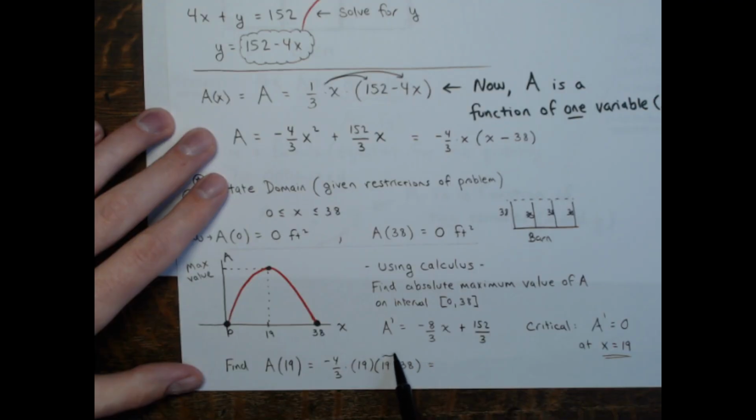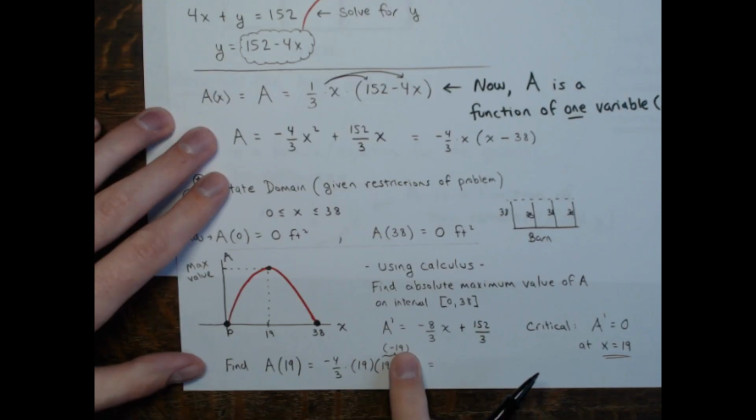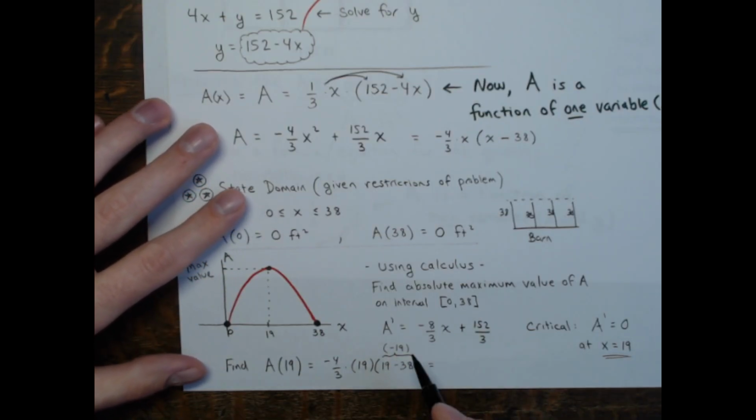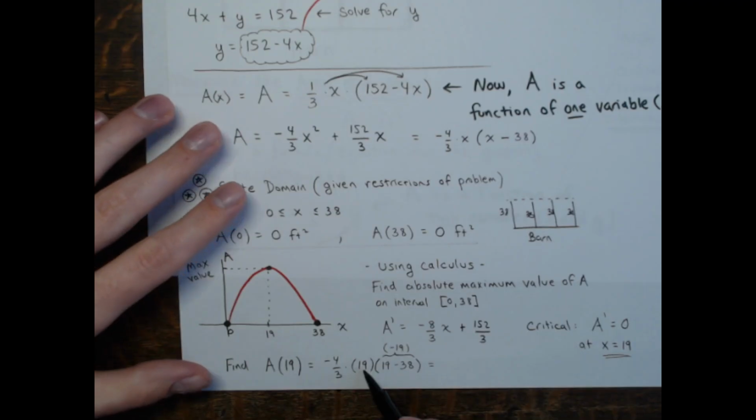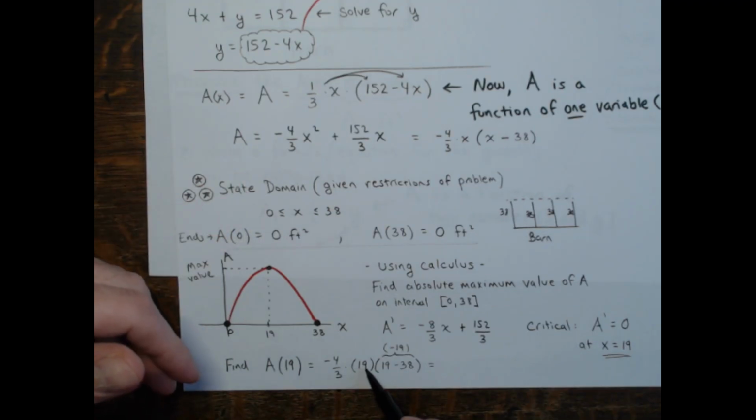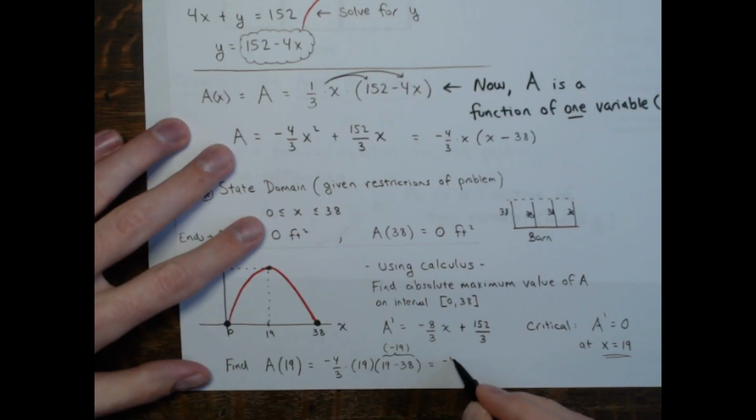And 19 minus 38 is -19. So that'll turn this into a positive, right? Negative times negative, so positive. And now 19 squared, 19 squared, 361. So we have -4/3. Well, it'd be positive, positive 4/3 times 361.